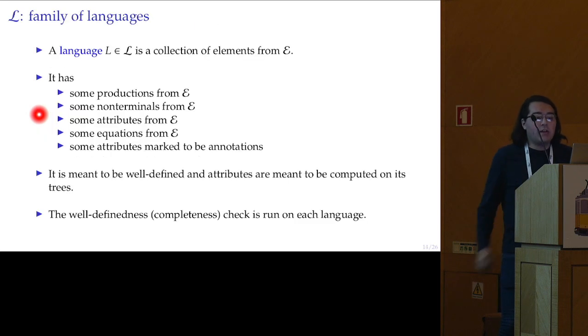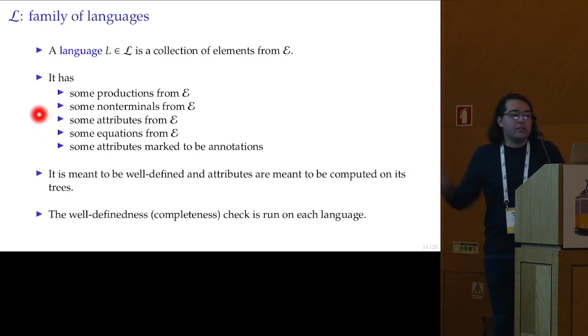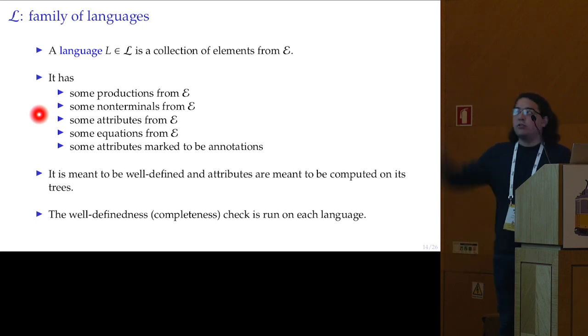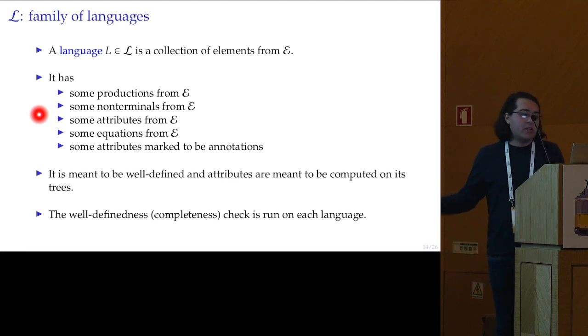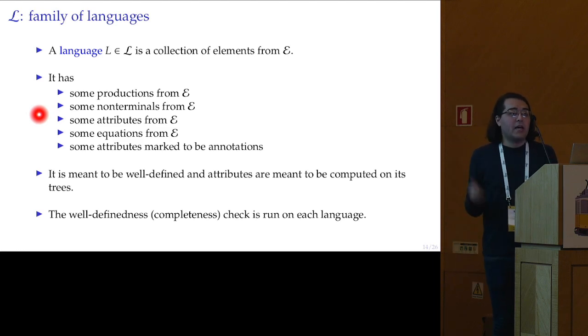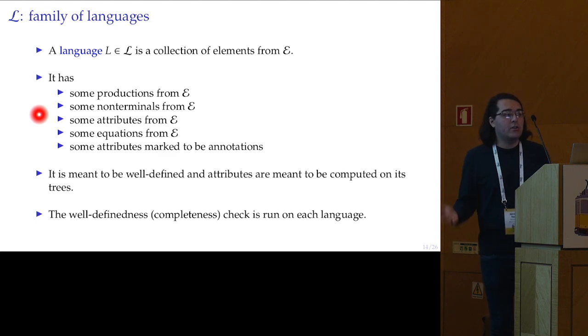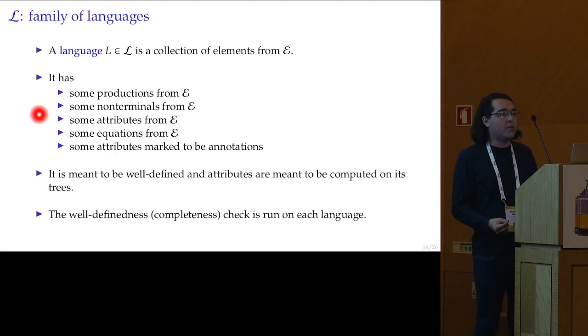So in our collection of language elements L, we've got languages like the L0, L1, et cetera from before. They're pretty much just subsets of E. You've got some productions, non-terminals, attributes, and equations from E, and some of the attributes are marked to be annotations. So within an individual language, an attribute is either a normal attribute or an annotation, so it'll always just be pre-computed and sitting there.